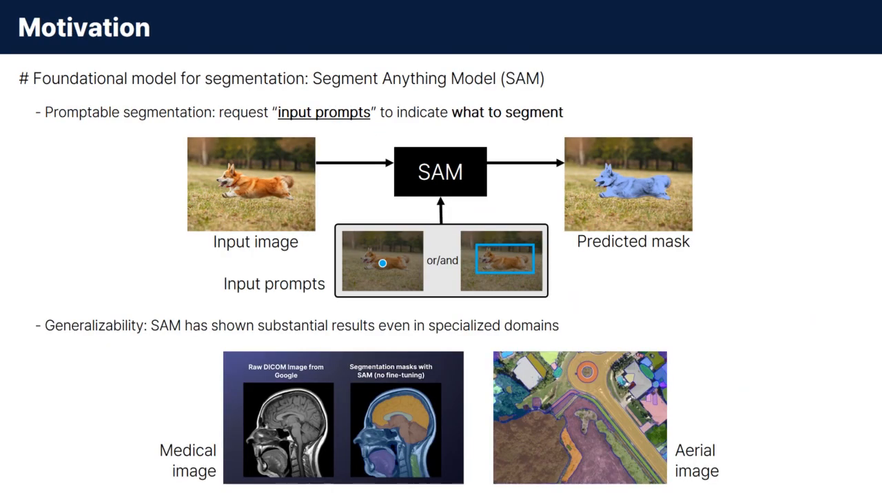Our direction is using the recently published foundation model for segmentation, which is named SAM. SAM can perform promptable segmentation by requesting input prompts to indicate what to segment from an image. Thanks to its substantial performance and generalizability, SAM has been widely integrated into various works in the imagery domains.